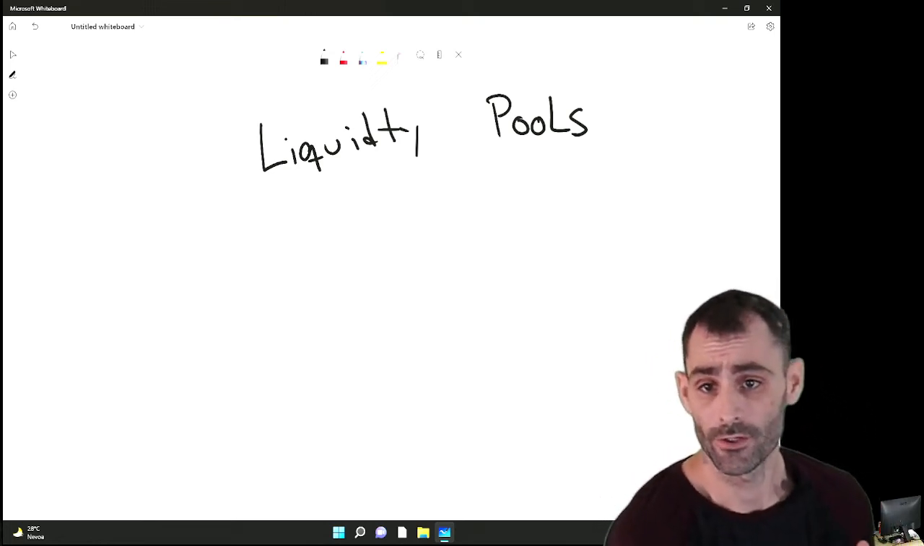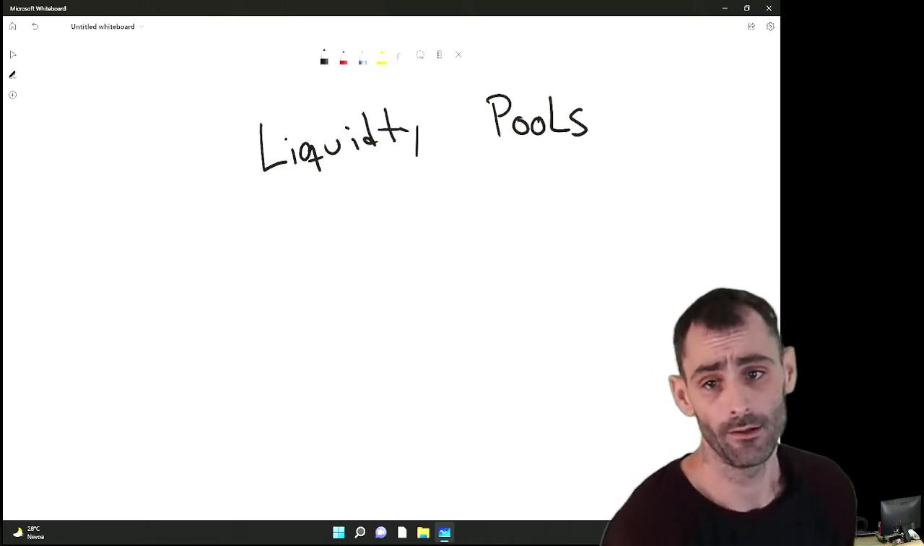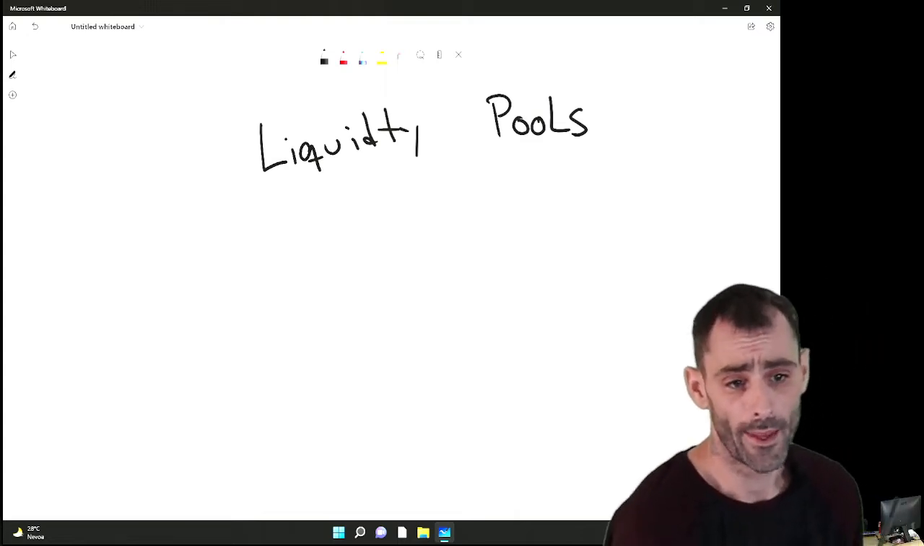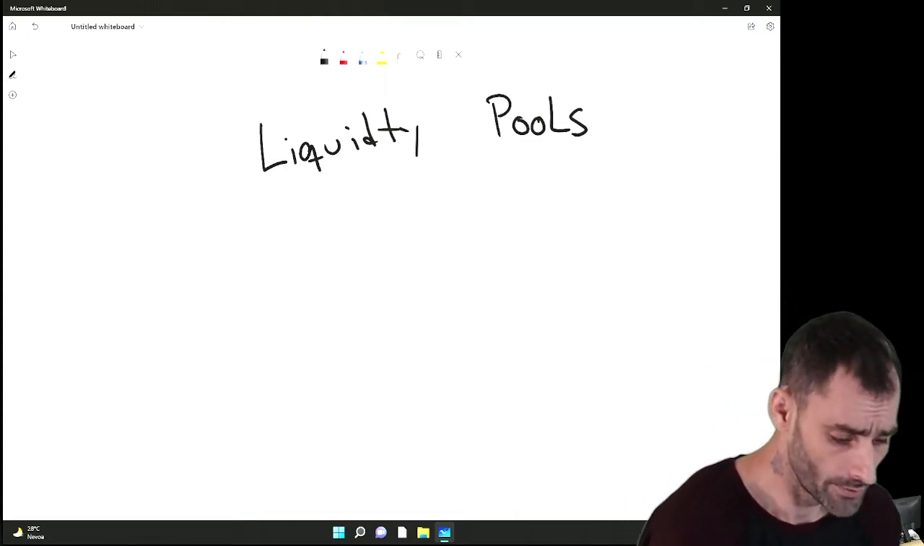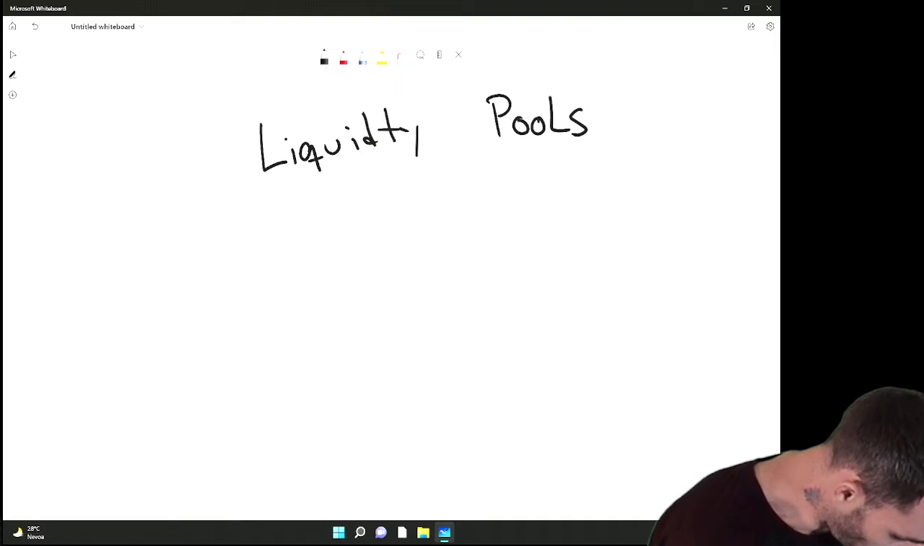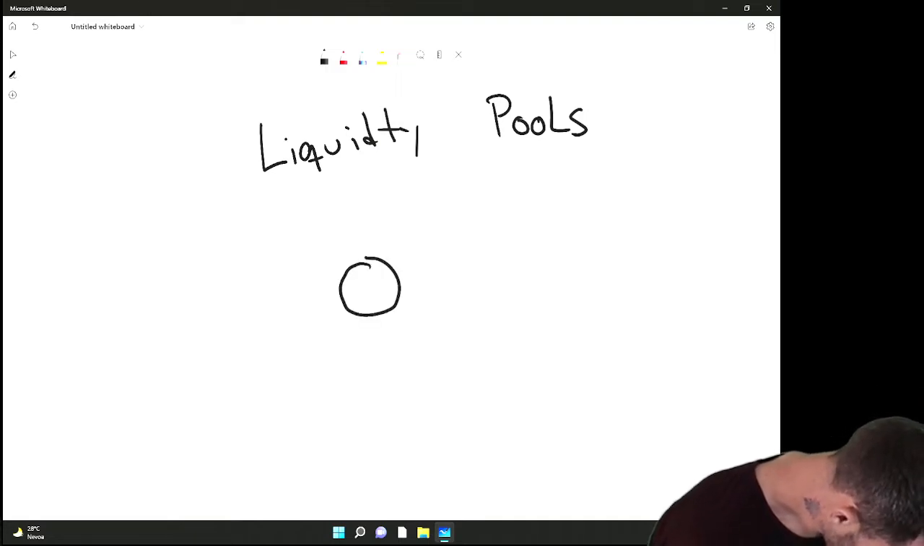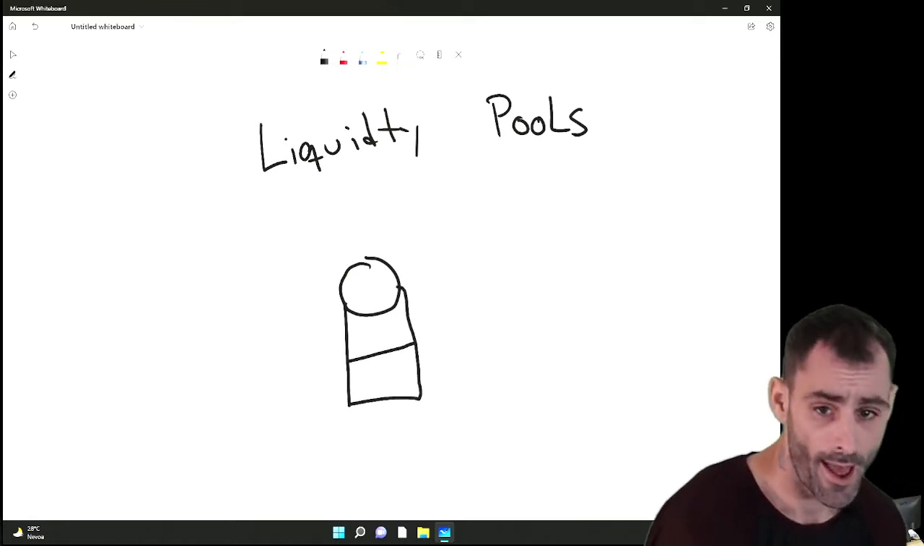All right, so one of the first concepts that we really need to understand is liquidity pools. And what are liquidity pools? Simply put, a liquidity pool is essentially a pool of assets where you can trade between assets.